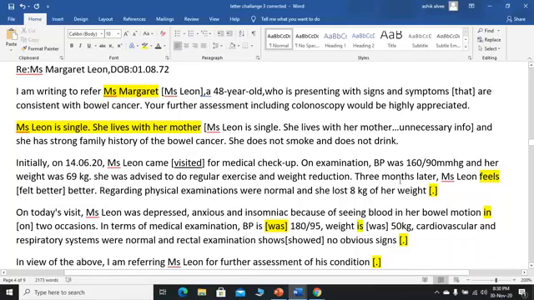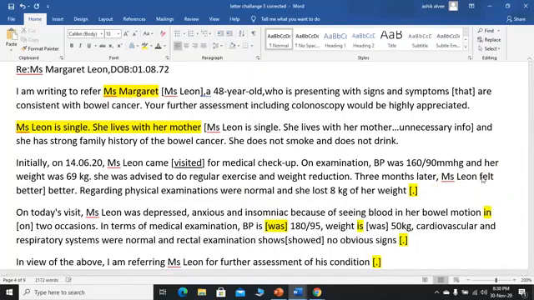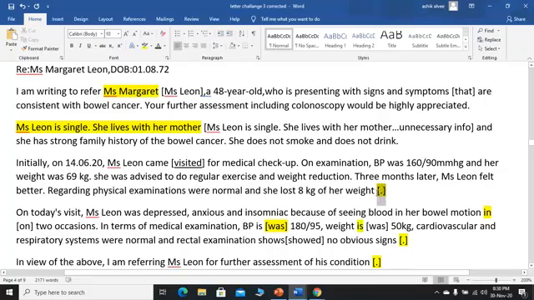3 months later, Ms. Leon feels better. This is wrong. It is a past visit. In case of past visit, you only use past tense. So 3 months later, Ms. Leon felt better. Although this line shouldn't have been put in here, it should have been written that 3 months later, Ms. Leon felt better due to weight reduction, which has been given in the case note. And again, the punctuation full stop is missing. So full stop has been given.